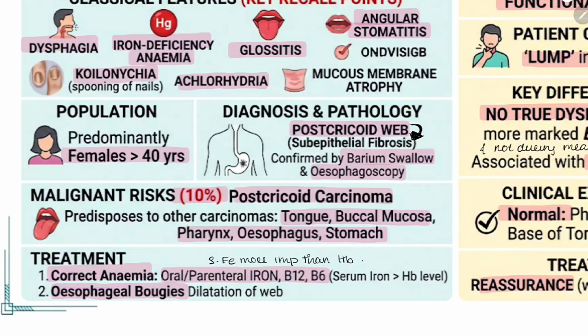Treatment is correcting the anemia. We have to give oral or parenteral iron. Serum iron levels are more important than hemoglobin. So we have to correct the iron deficiency anemia first. Then if there is B12 or B6 deficiency, we have to supplement that also. Then if there are webs, that is the post-cricoid web that we see in barium swallow, this web has to be dilated by esophageal bougies, similar to what we do in strictures.